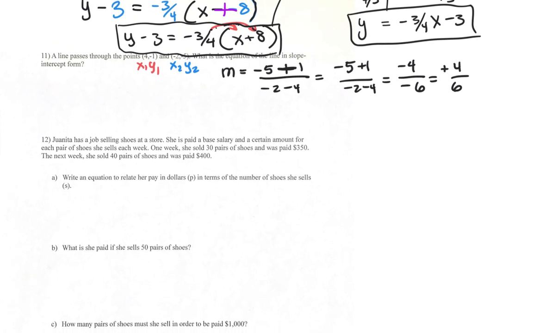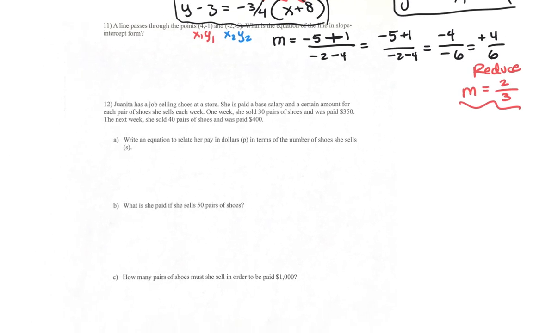If we can reduce that fraction, we should. We can. 2 goes into both of those numbers, so divide them both by 2. 4 divided by 2 is 2. 6 divided by 2 is 3. So our slope is 2/3.